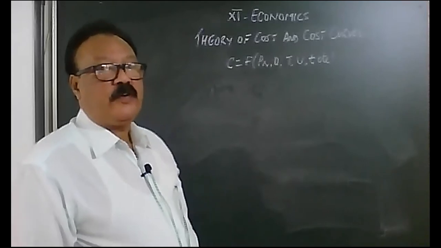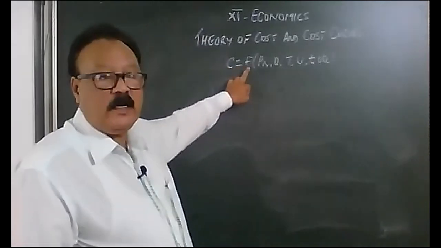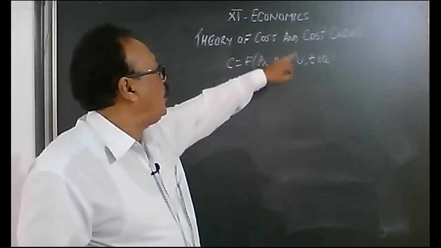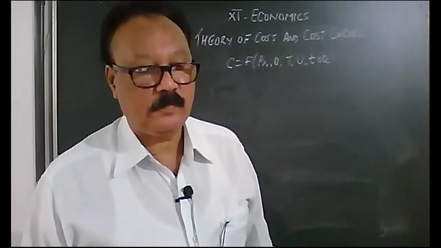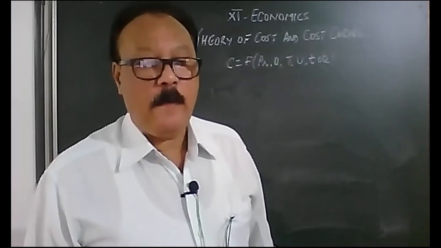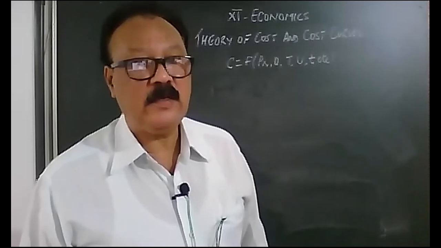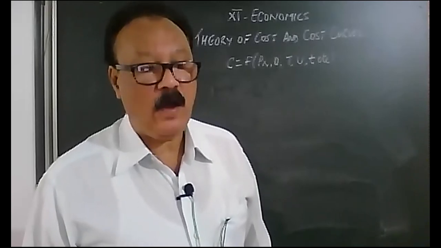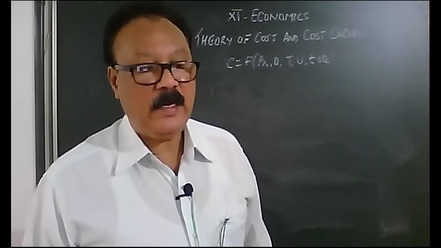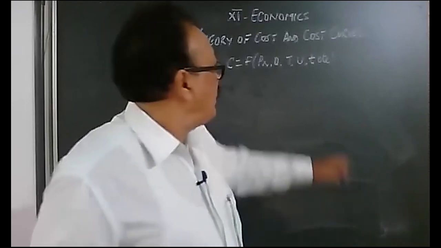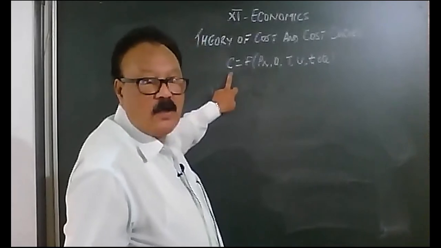So the cost function is read like this. The cost depends on the following factors: PR, O, T, U, T, etc., where PR stands for the price of the factors of production, O stands for the size of the output, T for technology, U for the level of capital utilization, and T for the time period. So these are the factors on which the cost depends. This is called the cost function.